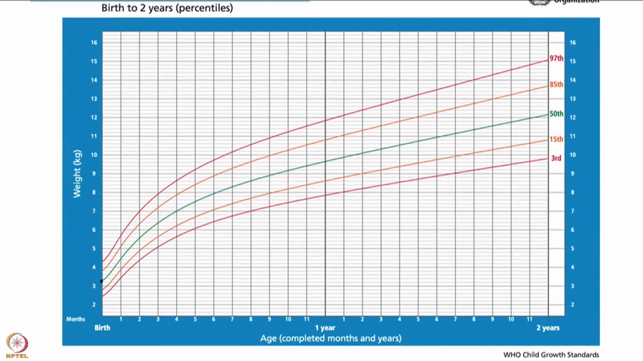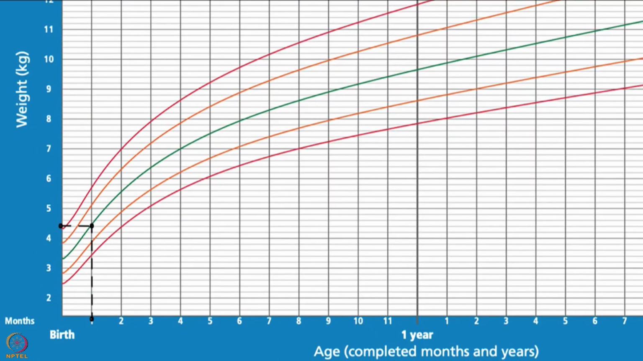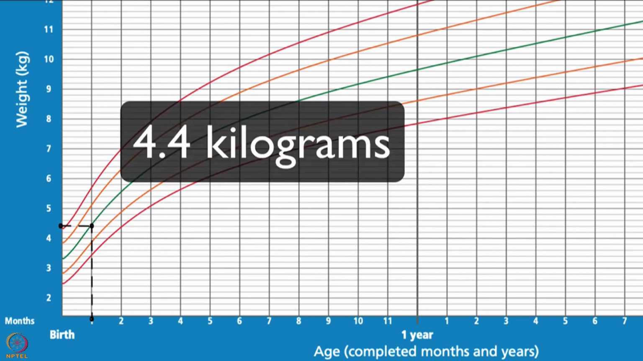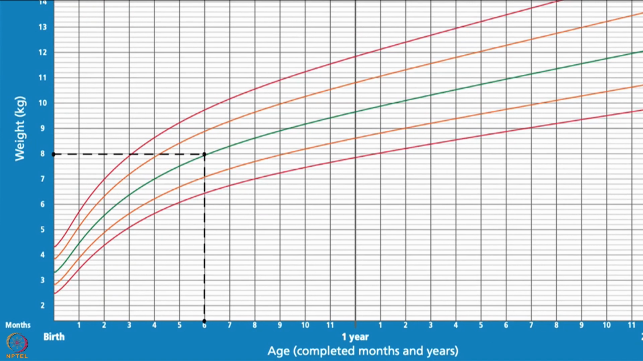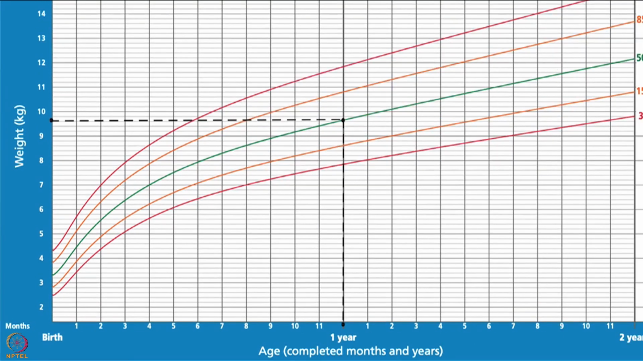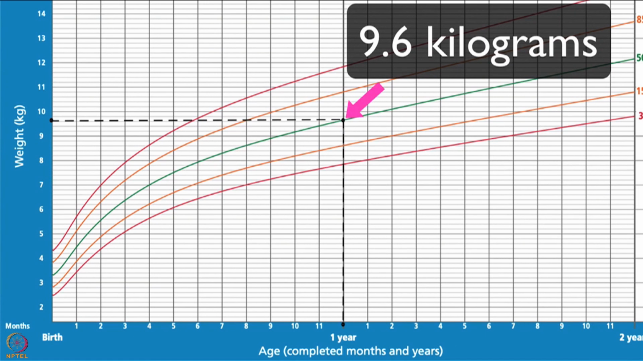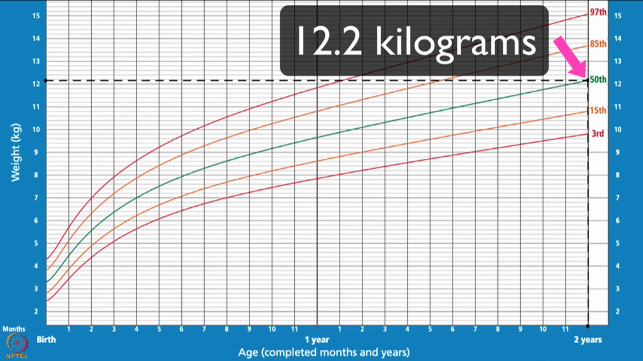The average birth weight of a boy is 3.3 kgs. At 1 month, a boy's average weight is 4.4 kgs. At 3 months, it is 6.4 kgs. The average weight of a 6-month-old boy is 8 kgs. At 1 year, it is 9.6 kgs. At 2 years, it is 12.2 kgs.